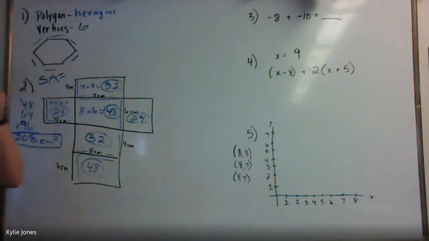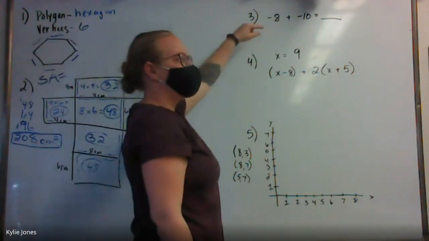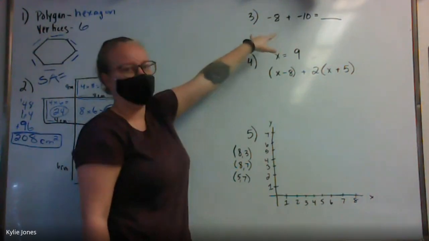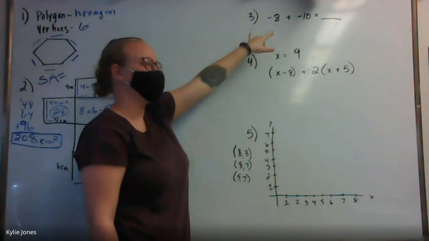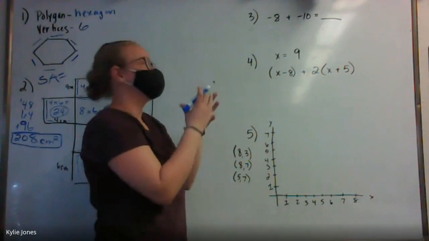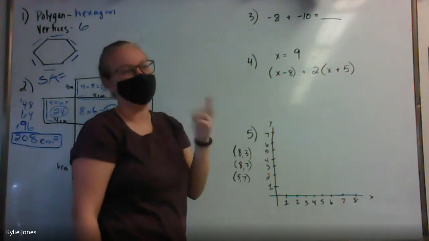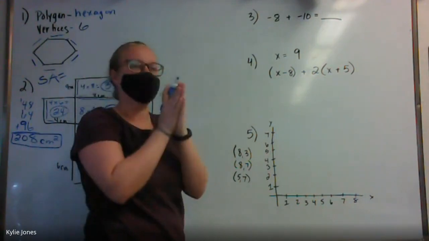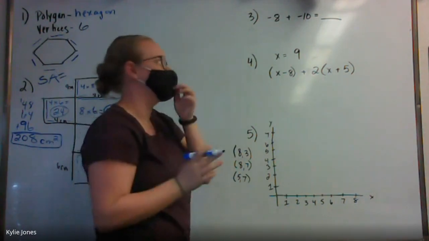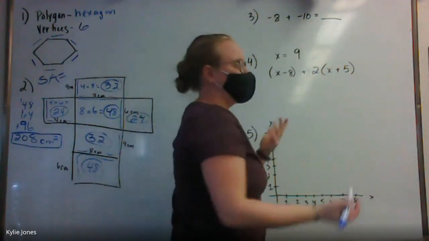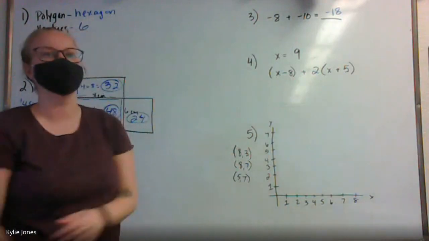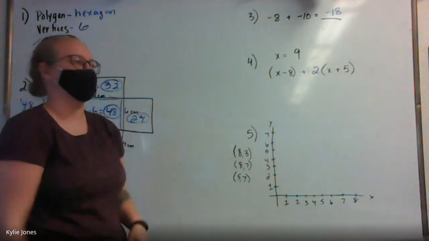All right, number 3, we have -8 plus -10. When you have two negatives together and you're adding, if it's the same sign, so if you have two negatives or two positives, then if you add two positives together, they just stay positive. If you add two negatives together, they just stay negative, and you add the numbers. So this is 8 plus 10, which is 18, and it's negative, so it's negative 18. So you just add them and keep the sign, okay?